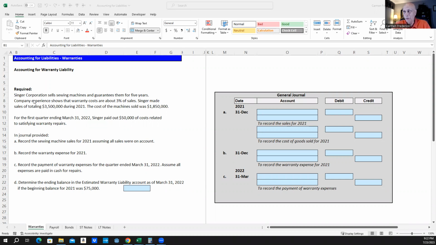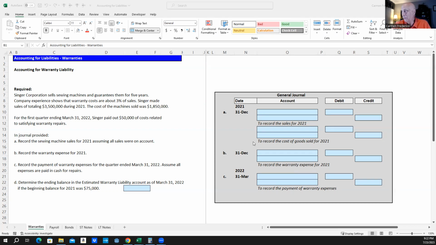So here we have Singer Corporation. They sell sewing machines and they guarantee them for 5 years. Company experience shows that warranty costs about 3% of sales. Singer made sales totaling $3.5 million during 2021. The cost of machines sold was $1,850,000. For the first quarter ending March 31st, 2022, Singer paid out $50,000 of costs related to satisfying these warranty repairs. So we have a journal provided over here.